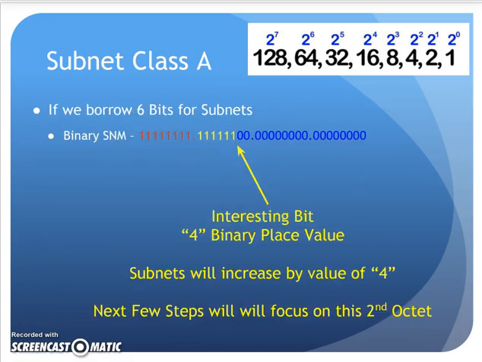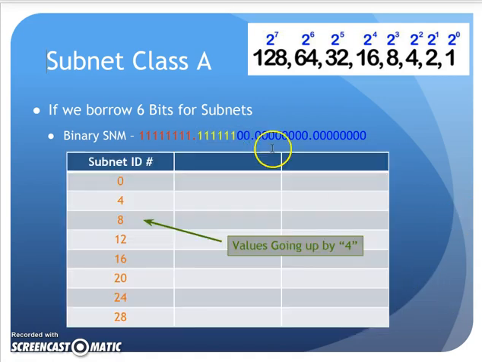Now that I have that, I'm going to do the same thing I did before. I'm looking at this second octet this time, and I'm looking at the interesting bit. 128, 64, 32, 16, 8, 4. So that's the 4 place value. So my subnets are going to go up by a factor of 4. Again, I'm just going to focus on the second octet to get the ball rolling, and then I will worry about the other octets.